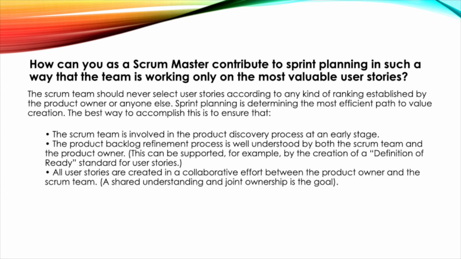The best way to accomplish this is to ensure that the Scrum team is involved in the product discovery process at an early stage. The product backlog refinement process is well understood by both the Scrum team and the product owner. This can be supported, for example, by the creation of a definition of ready standard for user stories. All user stories are created in a collaborative effort between the product owner and the Scrum team. A shared understanding and joint ownership is the goal.